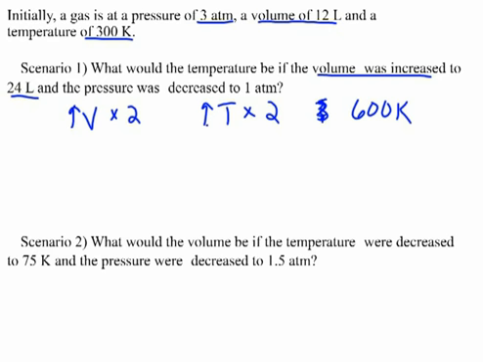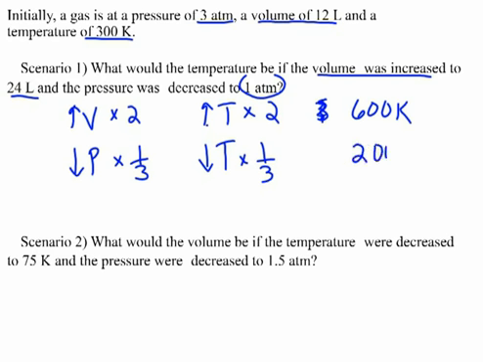So we have to temporarily say, okay, the temperature is going to go to 600 Kelvin, but now let's see. The pressure is decreased to 1 atmosphere from 3 atmospheres. So the pressure is decreased by a factor of 3. Right? We took 3, divided it by the factor of 3, and we now have this 1 atmosphere. What is that going to do to the temperature? Well, if pressure decreases, temperature will also decrease by the same factor. So we have to take that 600 Kelvin, divide it by 3, and we will then get a temperature of 200 Kelvin being the final temperature.